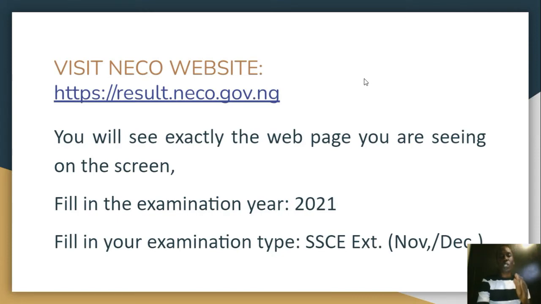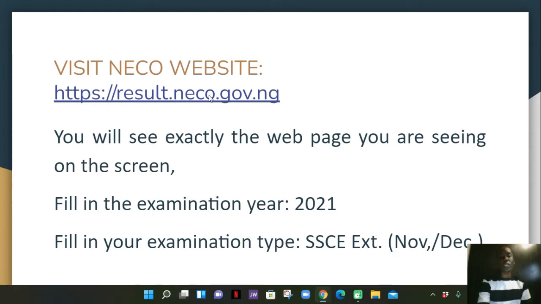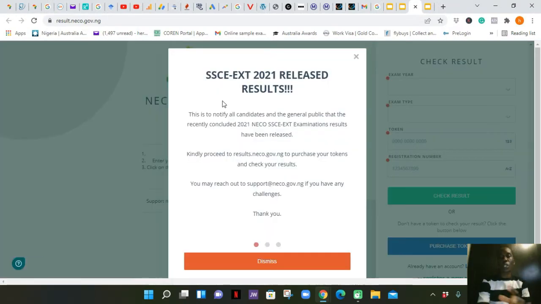Now, for you to check the NECO result, you must have: one, registered on the NECO portal, and two, purchased the token. Once you have purchased the 12-digit token, the next thing you need to do is go straight to NECO's website, and once you click that website, it will bring you up to this page. You can see that NECO has actually released the SSCE-EXT 2021 result. It has been released, and if you search for these exams, you can check your result now.